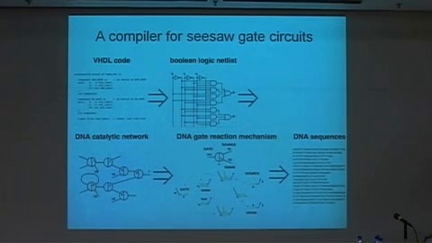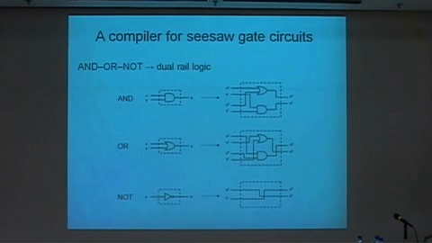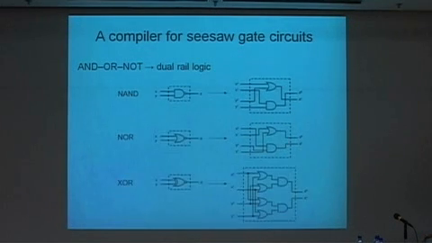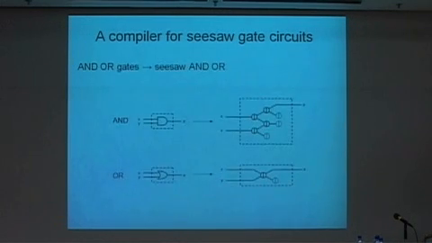So the first step is already well defined. A netlist with AND, OR, NOT, NAND, NOR, XOR can be implemented with only OR gates and AND gates using dual rail logic. The second step is also straightforward. The AND gates and OR gates can be implemented by seesaw gates as we discussed before.